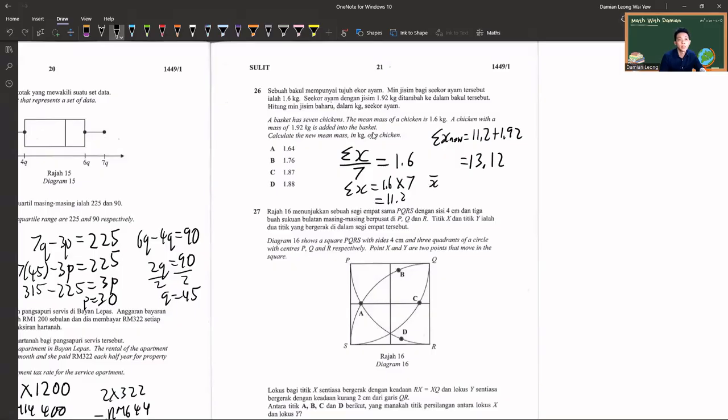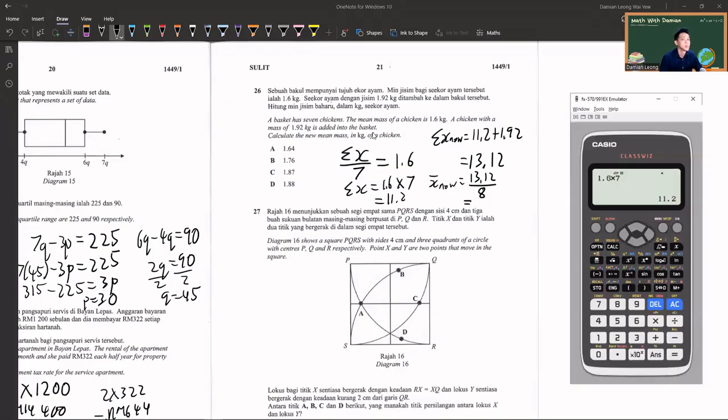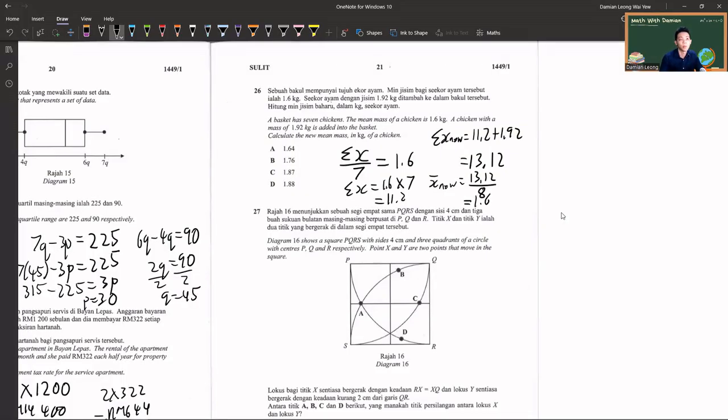And the new mean, new total, divide by, now it's divided by 8 instead of 7 because there are now 8 chickens. So 13.12 divided by 8 is 1.64. Okay, answer A.